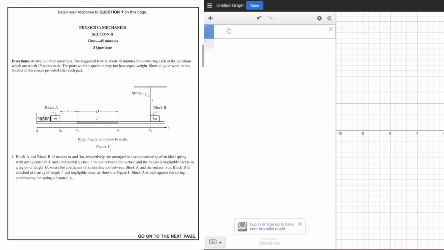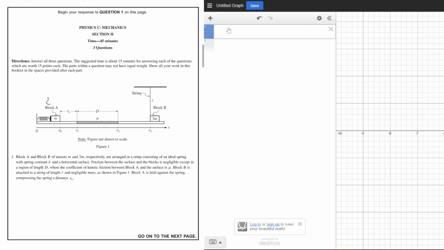Block A and block B of masses m and 3m respectively are arranged in a setup consisting of an ideal spring with spring constant k and a horizontal surface. Friction between the surface and the blocks is negligible except in a region of length d, where the coefficient of kinetic friction between block A and the surface is mu. Block B is attached to a string of length L and negligible mass, as shown in figure 1. Block A is held against the spring, compressing the spring a distance xc.